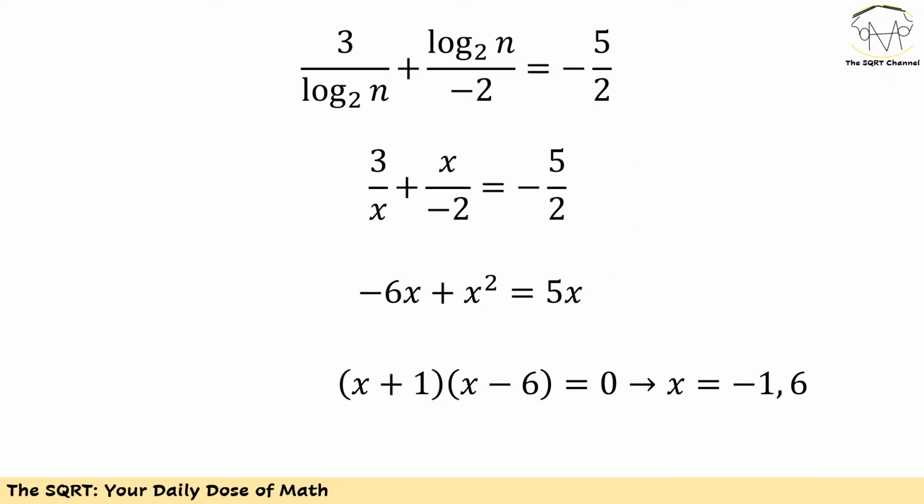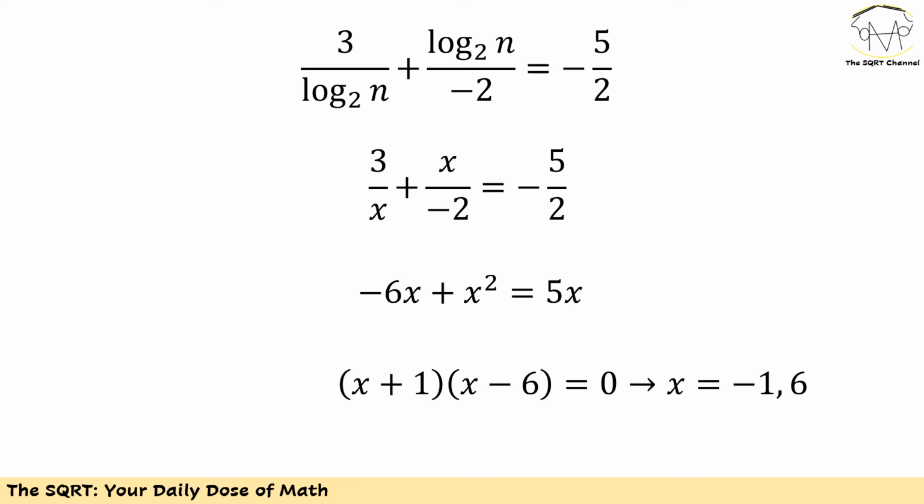We have 3 over log of n in base 2 plus log of n in base 2 over negative 2 equals negative 5 over 2. Obviously here the only thing that we don't know is log of n in base 2. I'm going to use x for that. So I will end up with 3 over x plus x over negative 2 equals negative 5 over 2, and then after doing some simple algebraic manipulation, we will have negative 6 plus x squared equal to 5x.